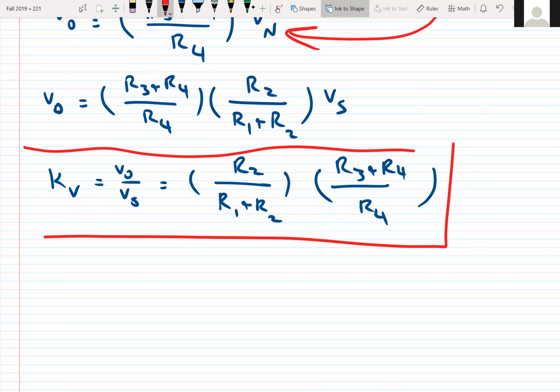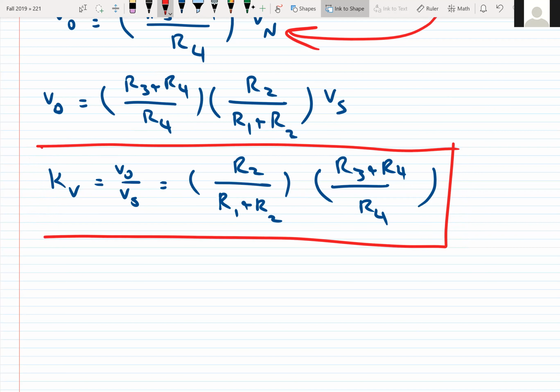Just send me your answer by the chat box. Why doesn't it allow me to type? Okay, it doesn't allow me to. Okay, that's fine.